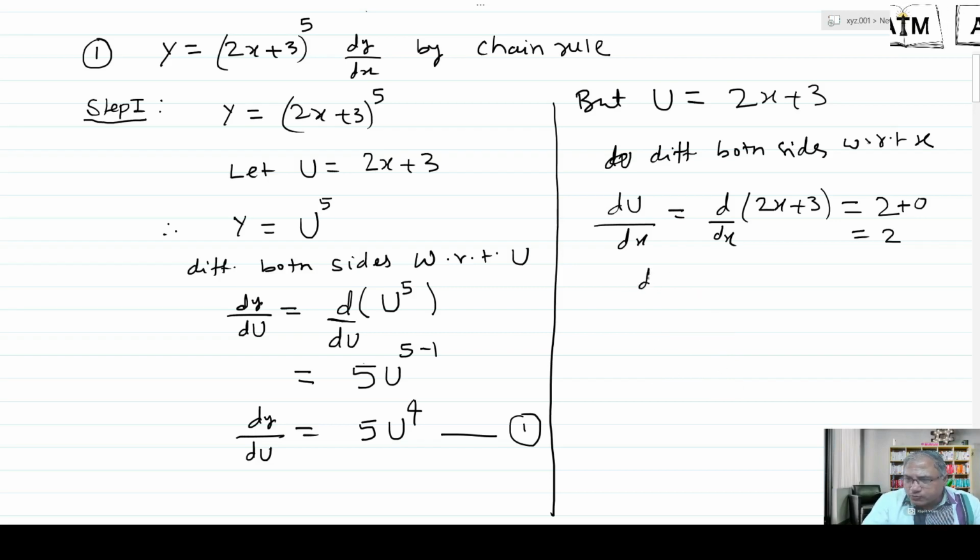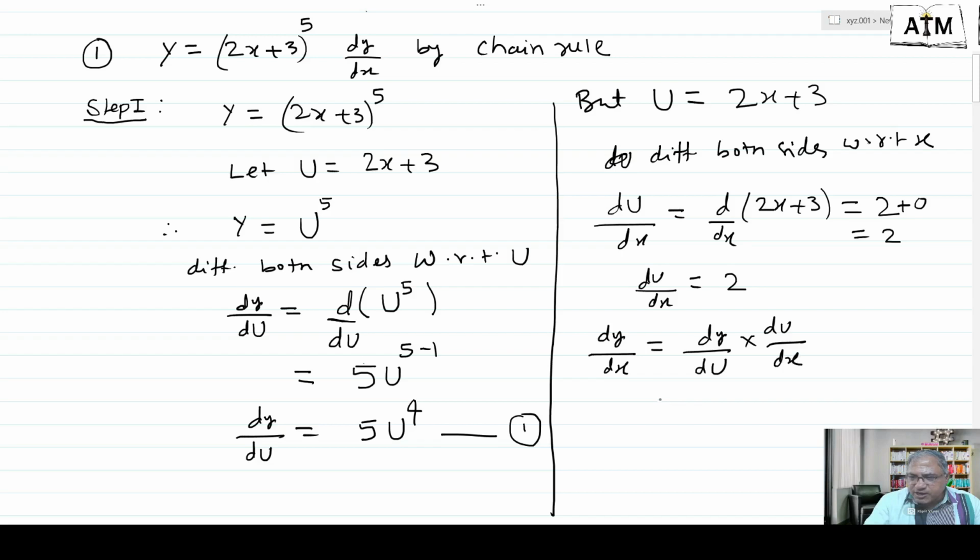Now, so du by dx equals 2. Now you need to find dy by dx, that is our ultimate aim. So dy by dx is nothing but dy by du times du by dx. This is nothing but the chain rule of derivatives.